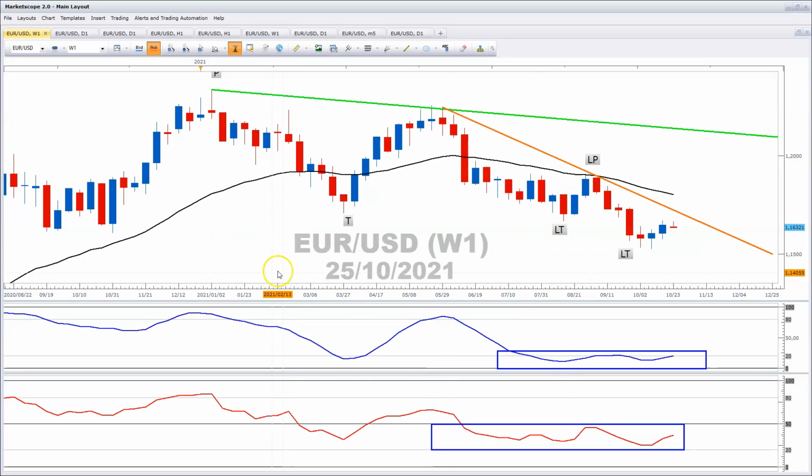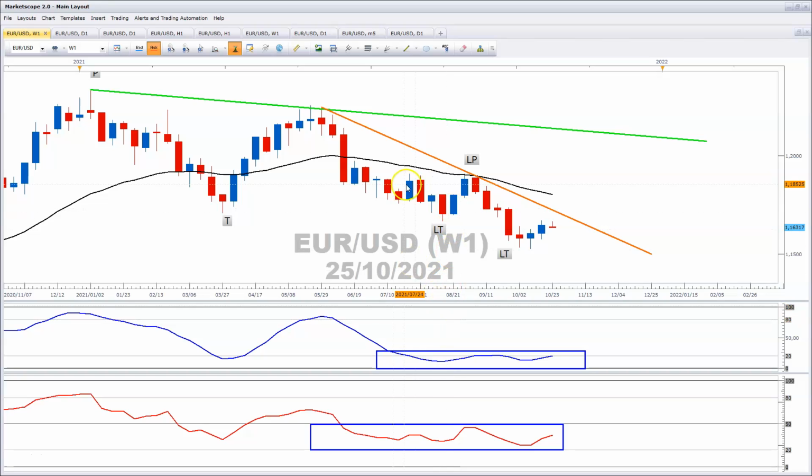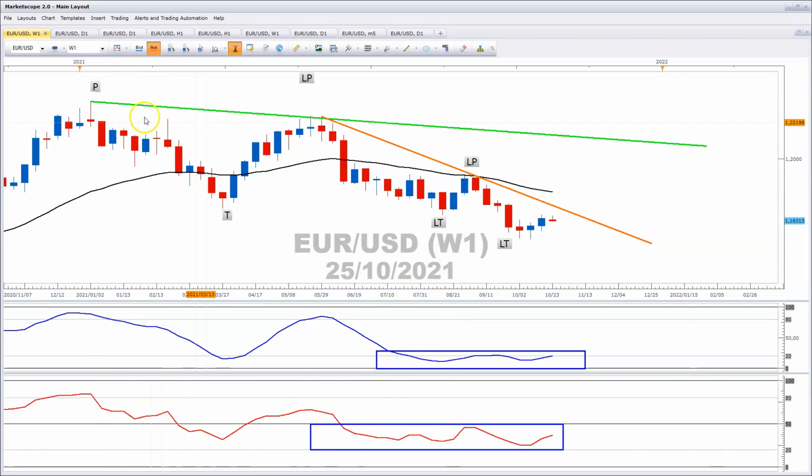Now, just bringing up our Euro-US dollar weekly, I've got a few line studies here. So first of all, I've drawn in our peaks and troughs, and what we have is a lower peak followed by a lower trough, lower peak followed by a lower trough. This lower peak over here was validated by this lower trough and has enabled me to draw a downward sloping green trend line.